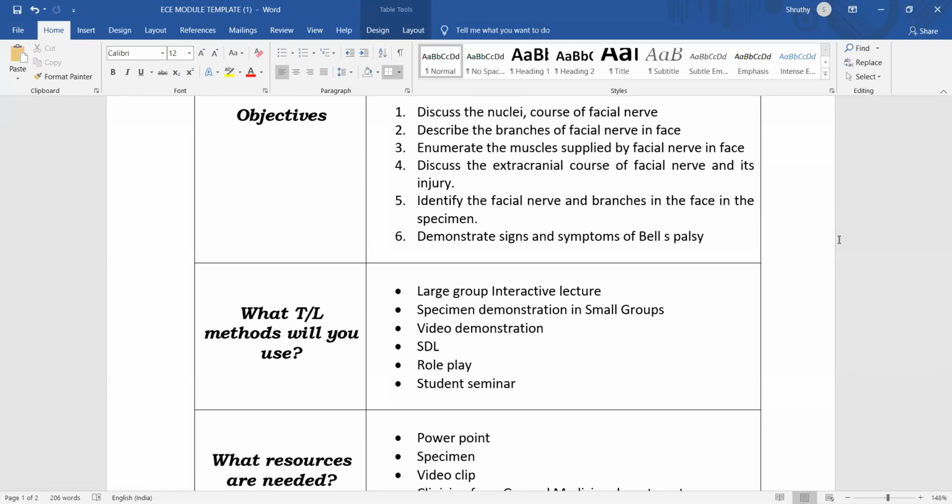Yes, we could even give them an STL session, probably do their own preparation regarding the muscles taking part in it or supplied by which branches of the facial nerve. Role play could also increase the interest in the session. And yes, we could also give a student seminar.